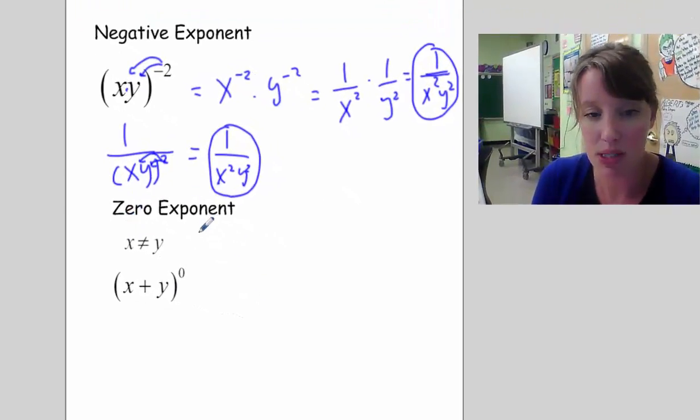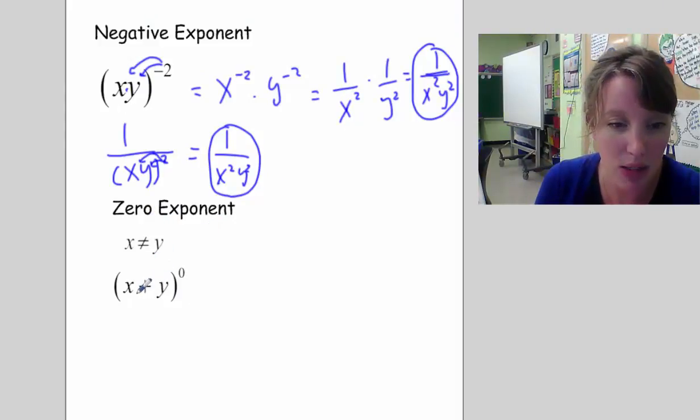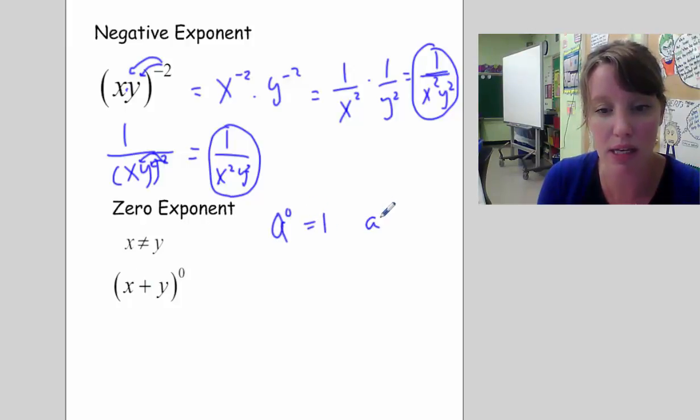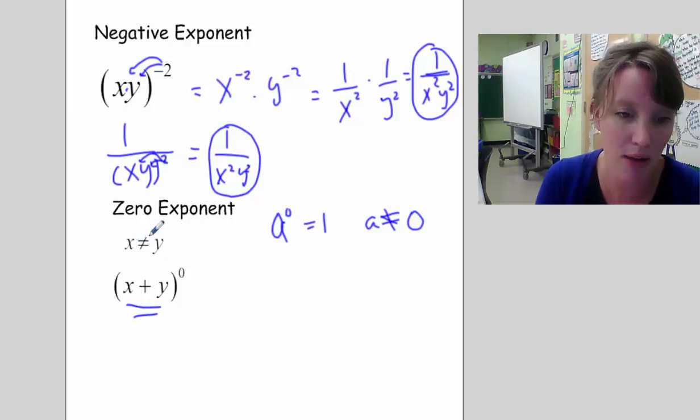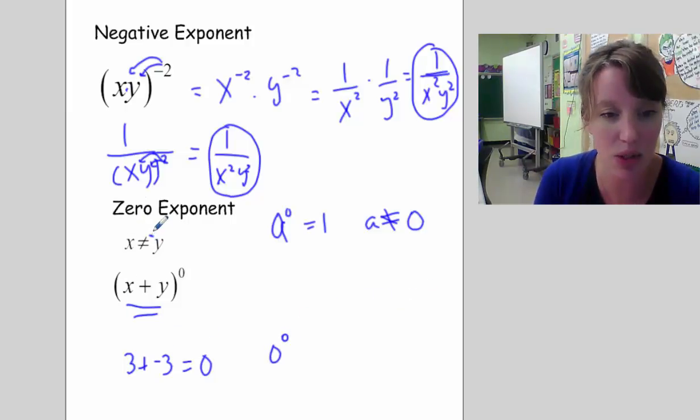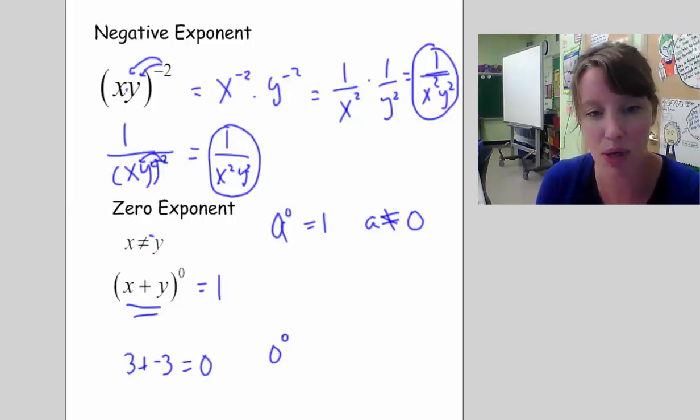Okay, likewise, if you have a zero exponent, now you're having your two variables that are added together. So a to the 0 power is equal to 1 as long as a is not 0. Something you can't have is x equal to the opposite of y. Think about it, if you have 3 plus negative 3, for instance, if they were opposites, then that would be equal to 0, and you'd be trying to put 0 to the 0 power. And so as long as x is not equal to the opposite of y, this is just 1. Okay?